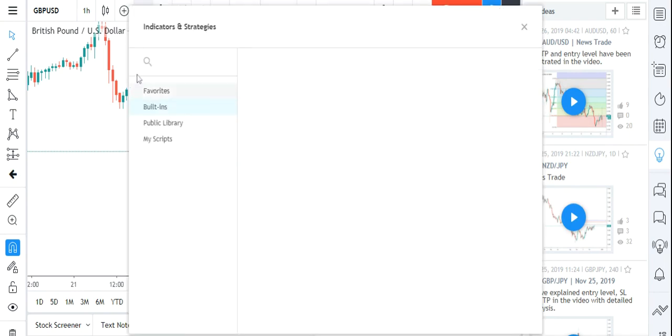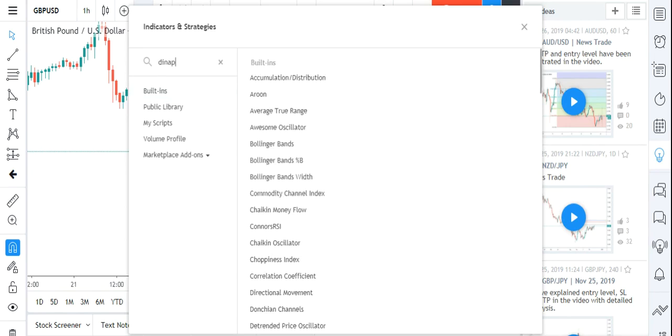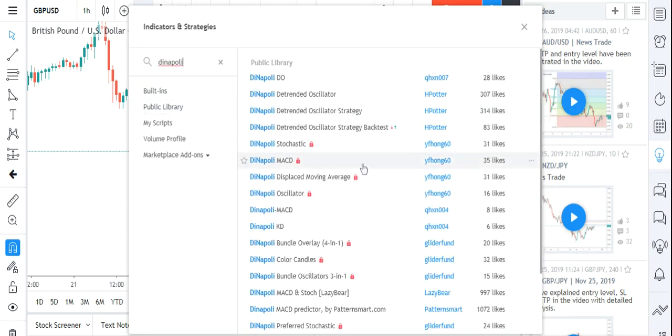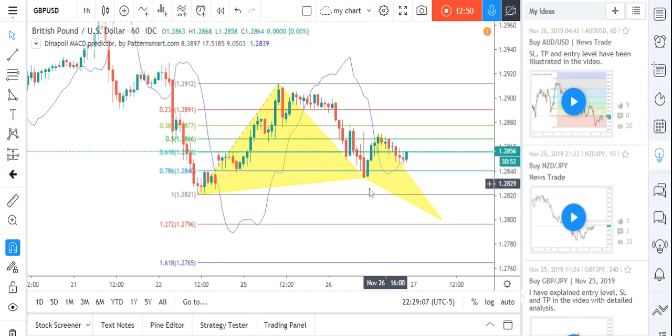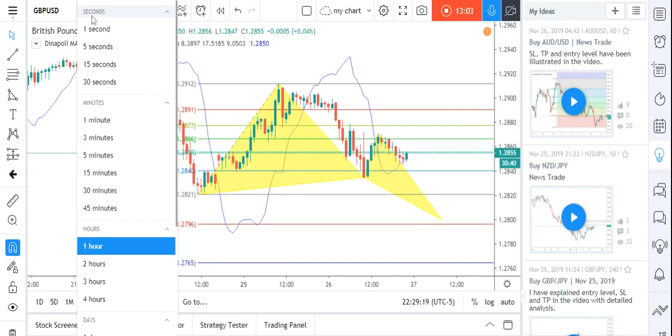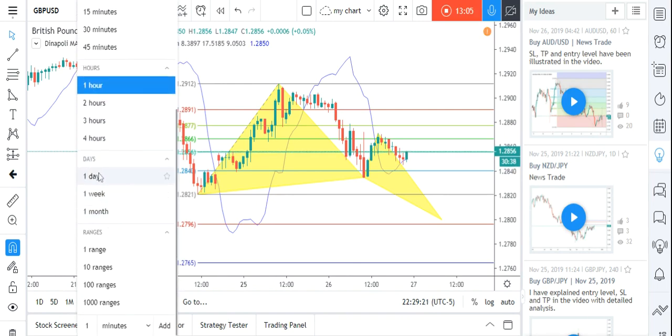What I use is just this one, the Napoli MACD predictor. Many people have already liked it, 1072 likes. So as per this, if you see the price below this, it means the trend is down. This one is right now up, but if it starts falling right from here and does not go up, then the trend is bearish even on 1 hour, and already it is bearish on the 4 hour and daily time frames.